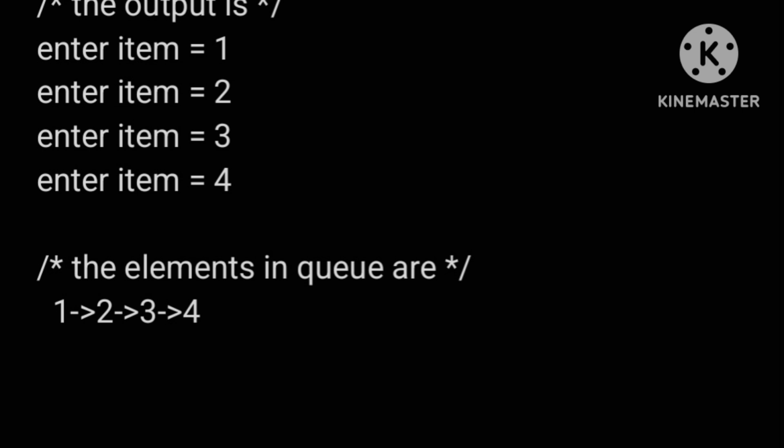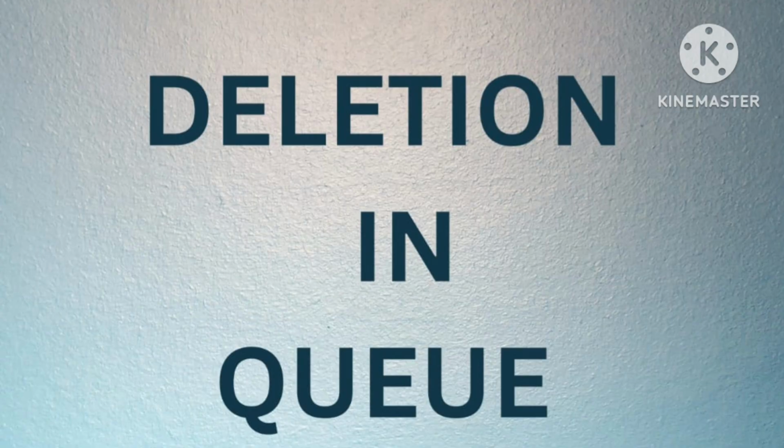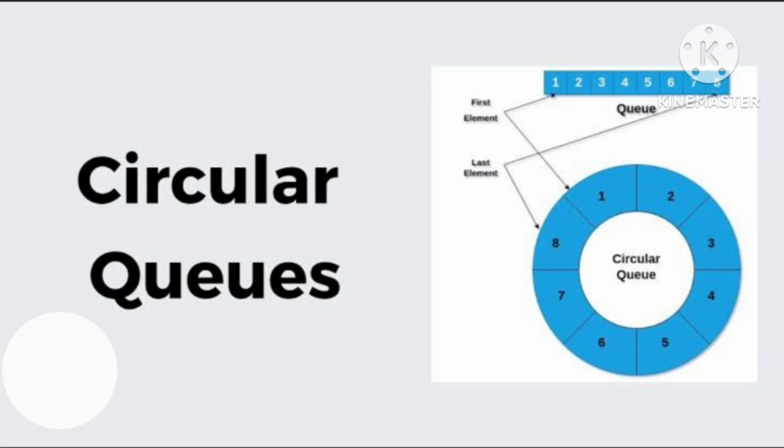Now let us have a look at the output screen of this programming code. Here the first item inserted into the queue has the value 1 and the last one has the value 4. Next we will understand the deletion operation in circular queues and its algorithm and programming code.